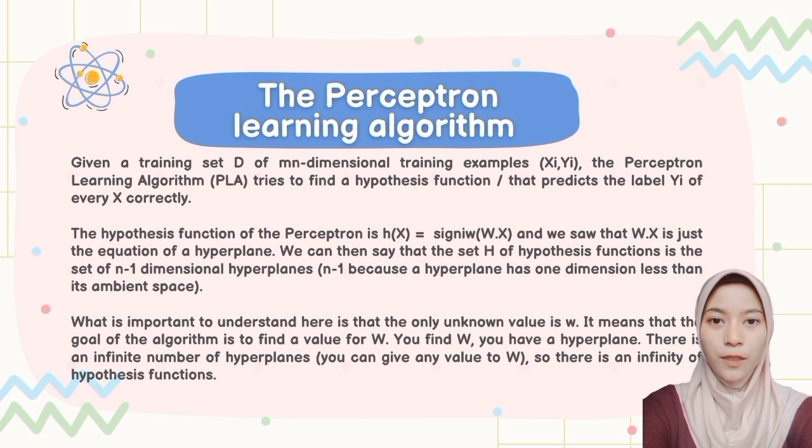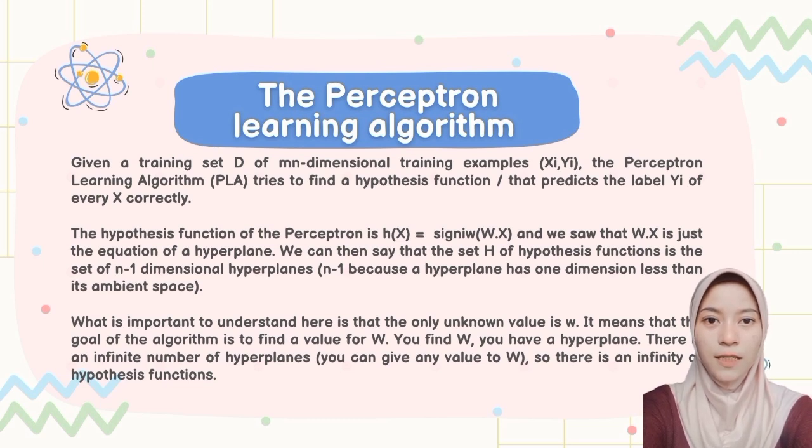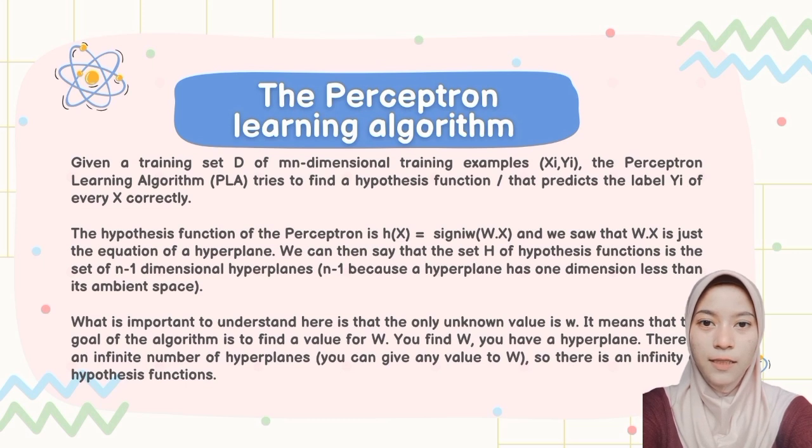What is important to understand here is that the only unknown value is w. It means then the goal of the algorithm is to find a value for w. You find w, you have a hyperplane. Here is an infinite number of hyperplanes. You can give any value to w. So there is an infinity of hypothesis functions.